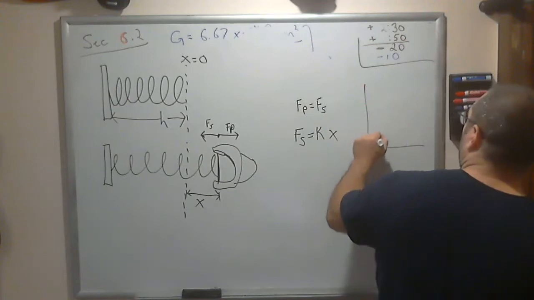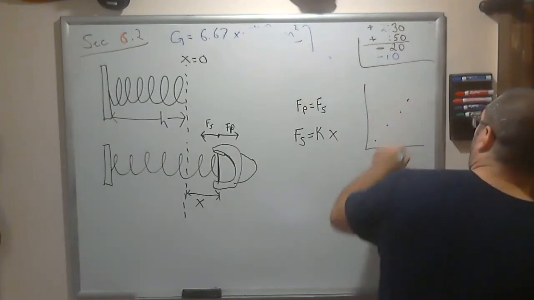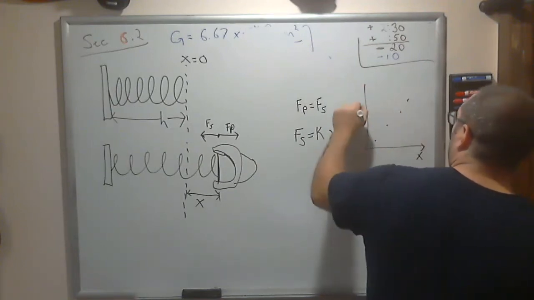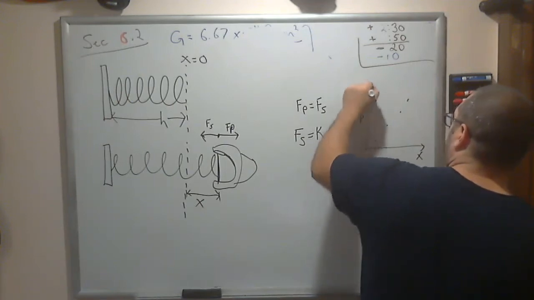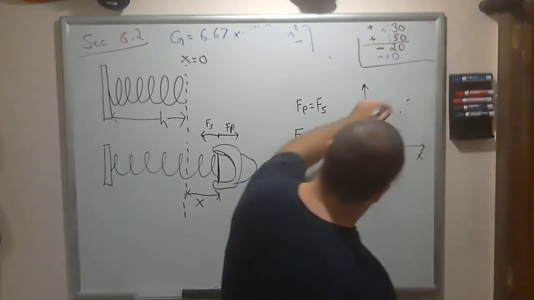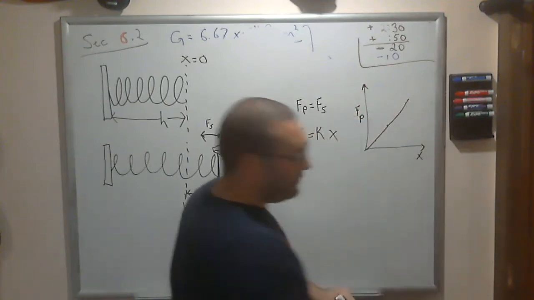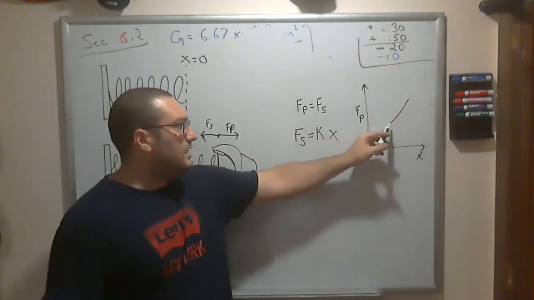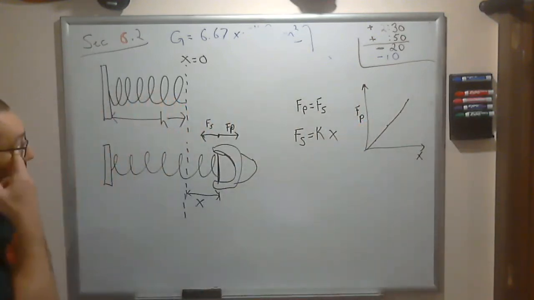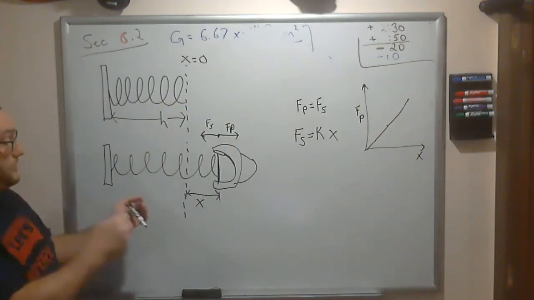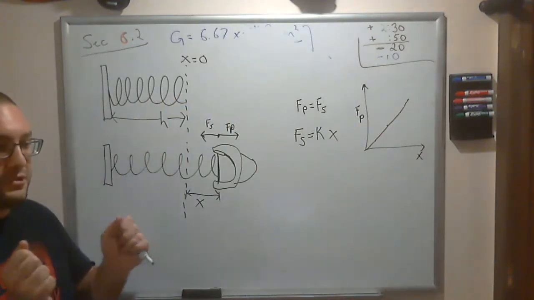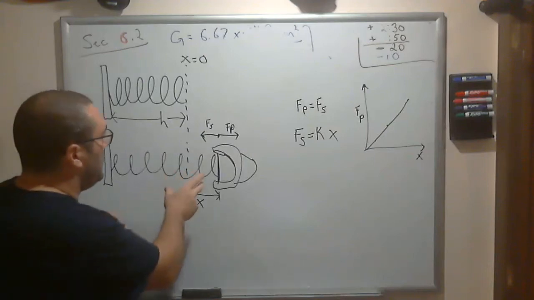You just measure the force at different points for this position x, and you measure this force, the person force. Then you get this slope. You get a linear equation, and then you fit it to k. But this only works for when you stretch a spring so long.